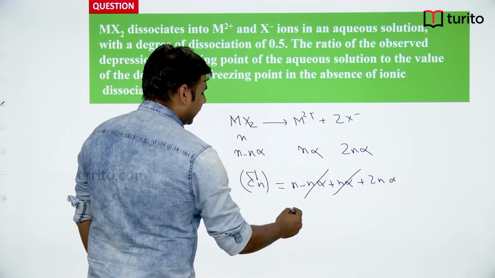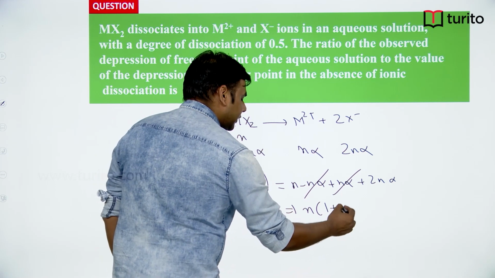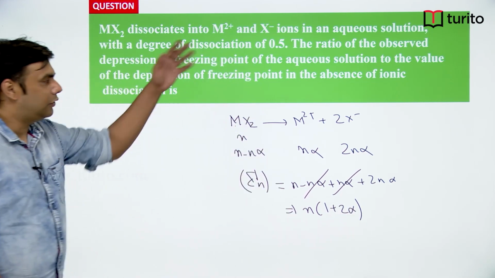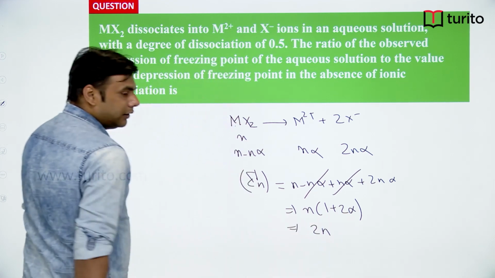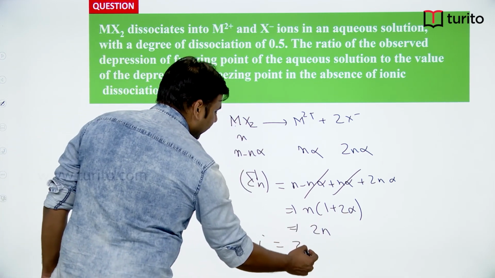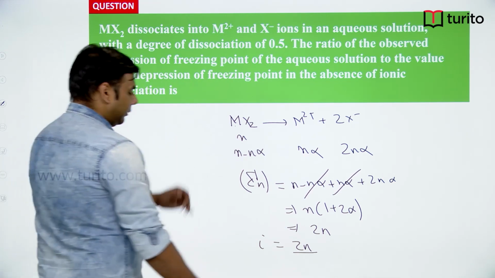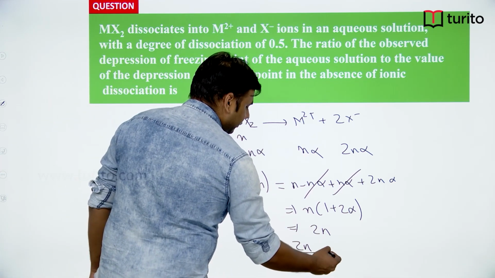So you can see this will get cancelled out, so this will become N(1 + 2α). The value of alpha is 0.5. So if you put 0.5, this will become 2N. So the Van 't Hoff factor would be 2N, the total number of particles finally, upon initial, which is 2.